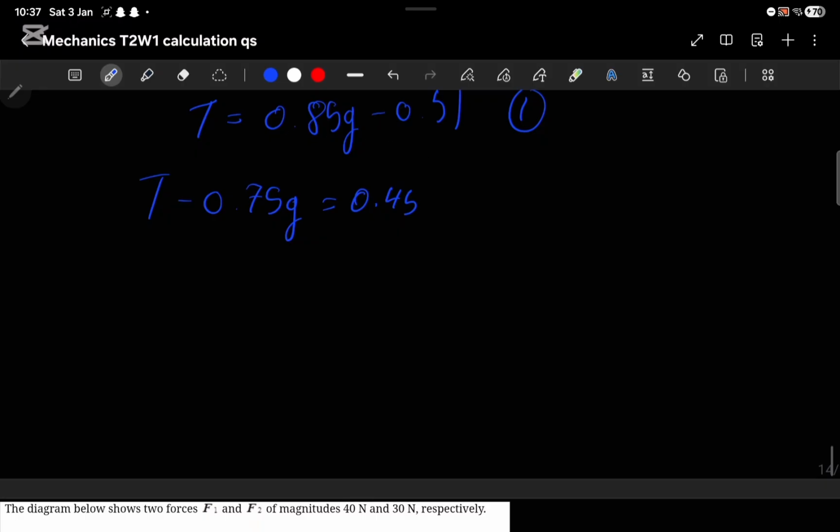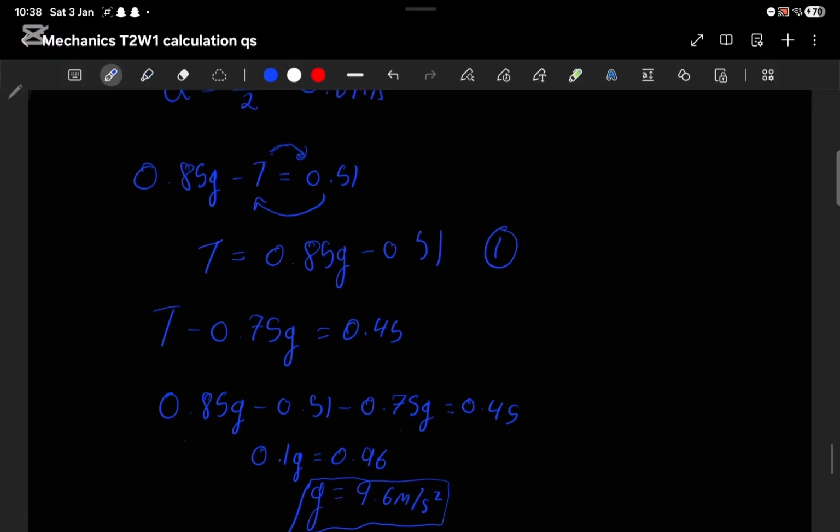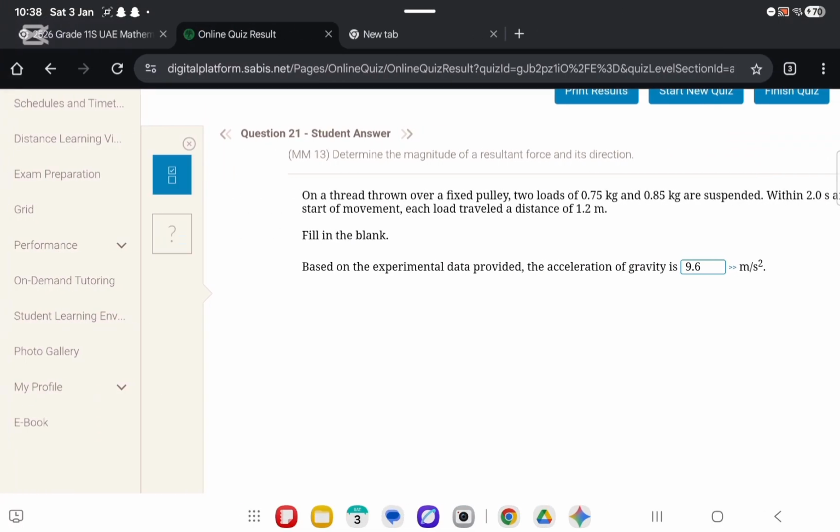So substitute this. So 0.85 G minus 0.51 minus 0.75 G equals 0.45. Take everything to the other side and rearrange. So you'll get 0.1 G equals, 0.85 G minus 0.75 G is 0.1 G, 0.45 plus 0.51, 0.96. So divide by 0.1, G is 9.6 meters per second squared, which I have to say is a pretty close approximation to the actual value. So this is your answer, 9.6 meters per second squared. Let's just check. 9.6, yes, that's the answer.